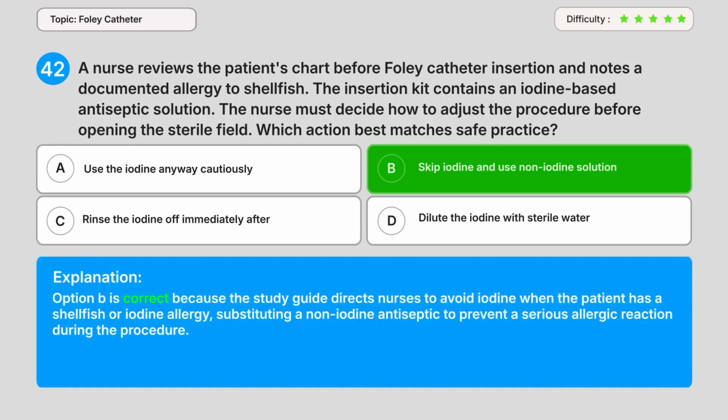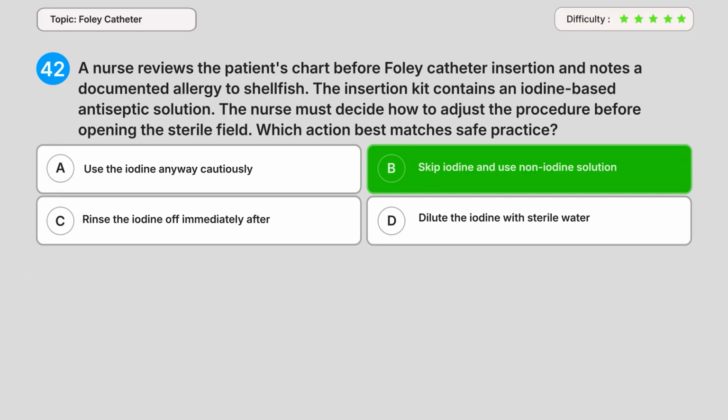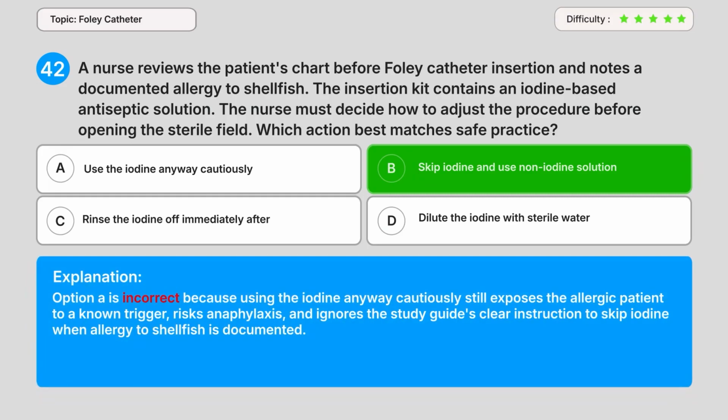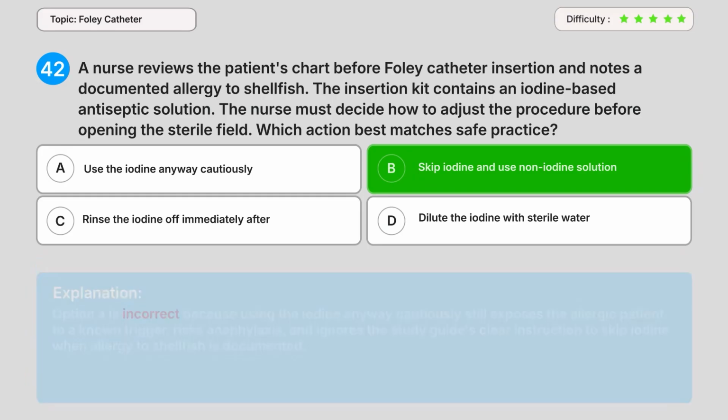Option B is correct, because the study guide directs nurses to avoid iodine when the patient has a shellfish or iodine allergy, substituting a non-iodine antiseptic to prevent a serious allergic reaction during the procedure. Option A is incorrect because using the iodine anyway cautiously still exposes the allergic patient to a known trigger, risks anaphylaxis, and ignores the study guide's clear instruction to skip iodine when allergy to shellfish is documented.